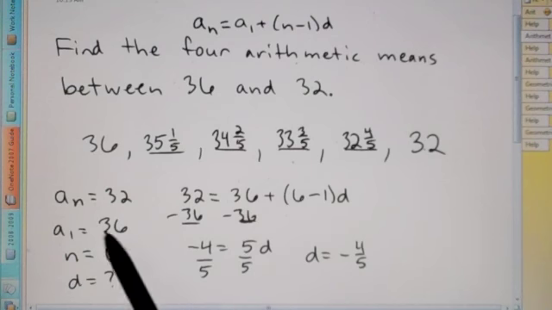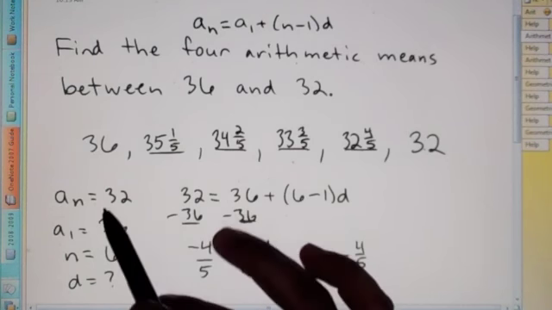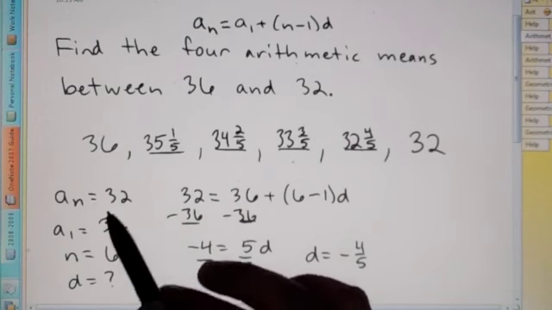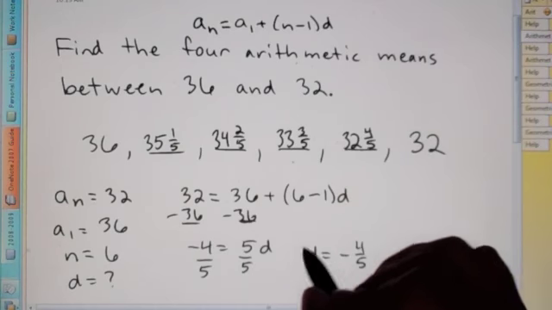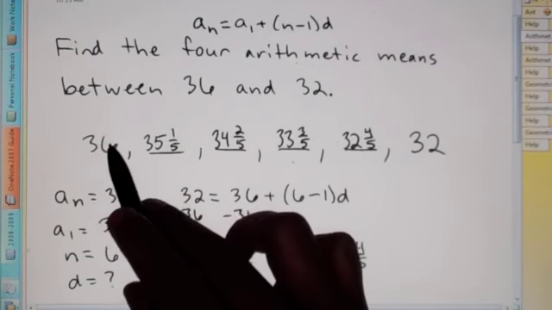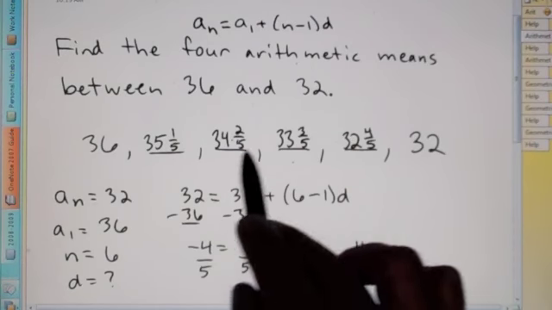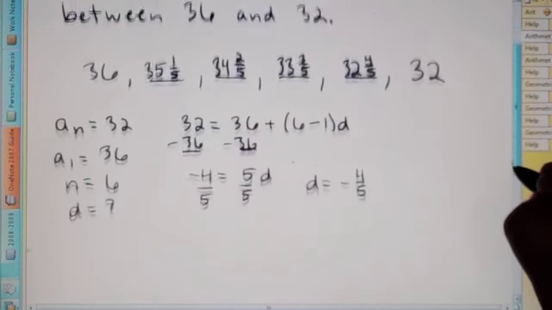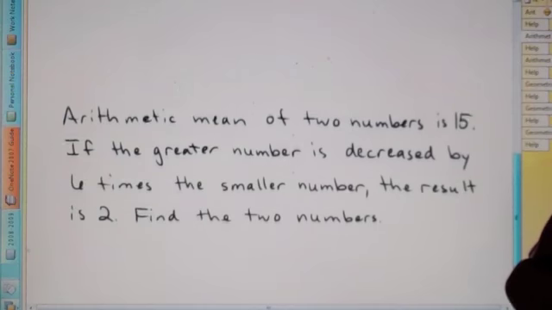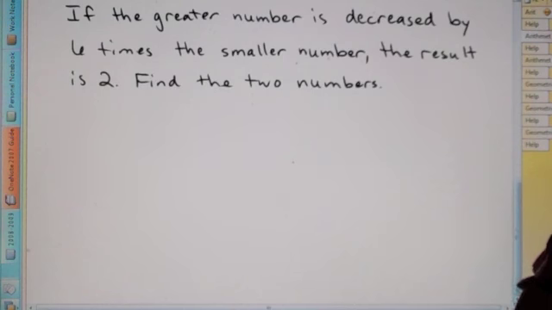So again, this is how we do it. We first always write down the information that you know, that you're given. And then we plug into our formula to solve for d. After we found our common difference, we apply it starting with the first term, and it should line up to the last term, okay? Alright, our next problem says, the arithmetic mean, so we got a word problem here.